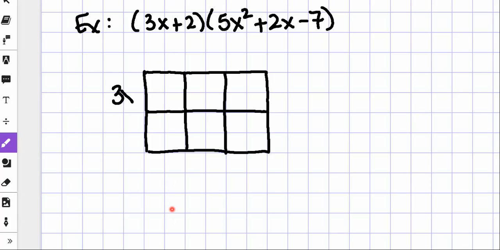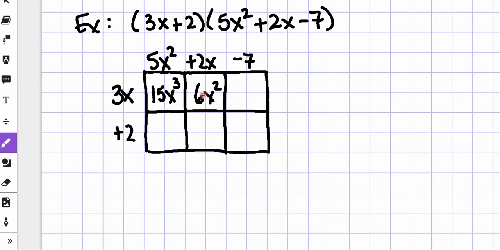My 2 is going to be the 3x plus 2. The 3 across the top is my 5x squared plus my 2x minus 7. And then I'm multiplying to get each of these boxes. Now, when I take a 3x times a 5x squared, that's going to be a 15x to the third. This box here is going to be 2x times 3x, which is 6x squared. This box is a negative 7 times a 3x, which is a negative 21x.